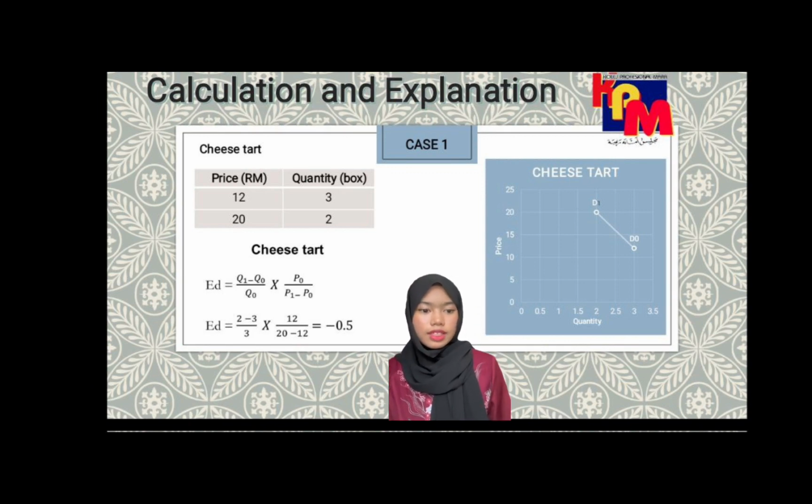The type of elasticity for cupcakes and cheese tart is price elasticity of demand. It is inelastic goods because E is less than 1. Cheese tart and cupcake are substitute goods.